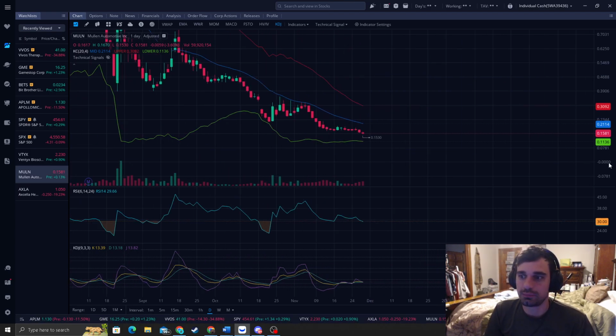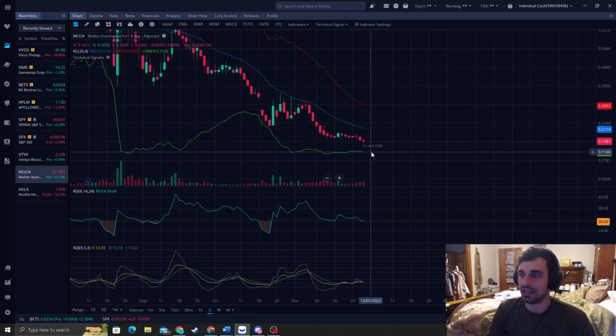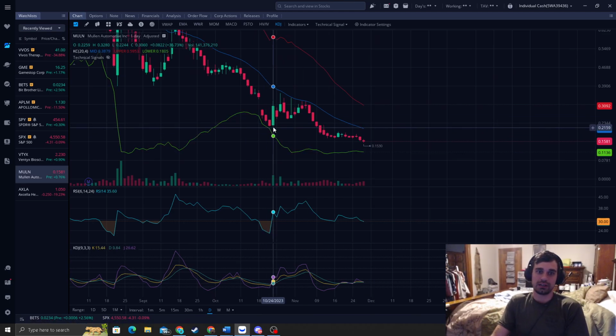So right here, the price is going towards the green band. It has a ways to go. It's not in my buy zone. Like this one right in here is closer to the buy zone.